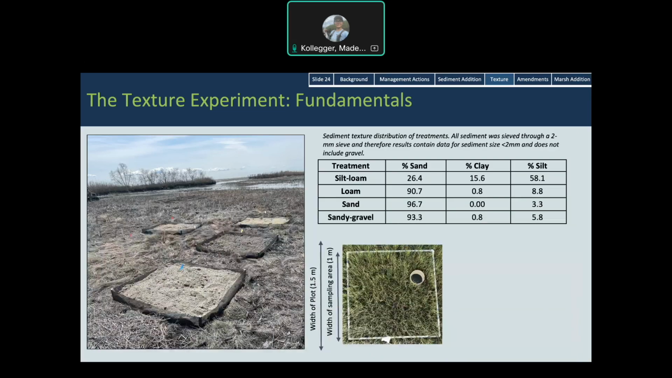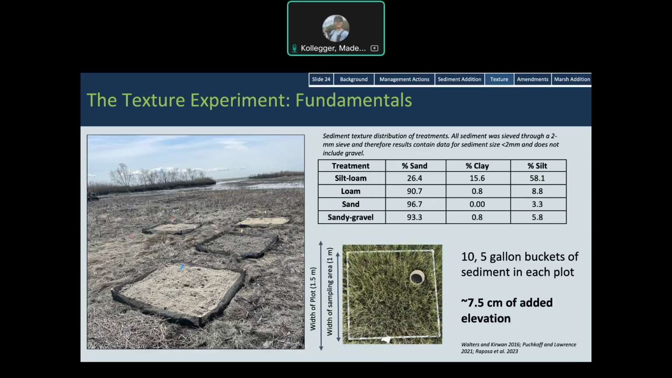Those textures were listed here in the table, with silt loam being very high in clay and silt and the least amount of sand. Then we have loam, which has more sand, sand, which has no clay and a little bit of silt, and then sandy gravel, which is a pretty even kind of mixture, including larger pieces of rock.